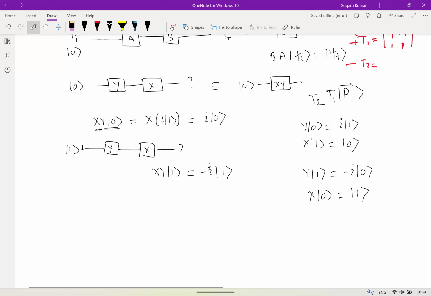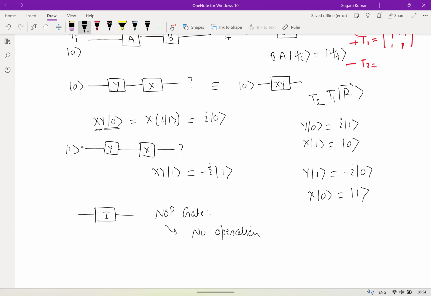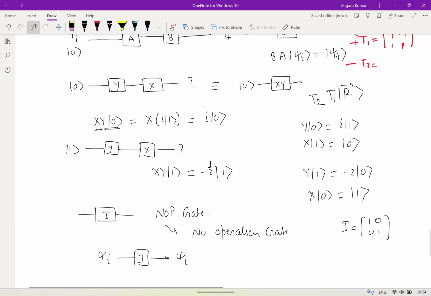Yes, sir. So similarly, there's another symbol we're going to use. That is this one, I. This is called the NOP gate. NOP means no operation gate. In the same way, in matrices we have the identity matrix, correct? 1 0 0 1. It does nothing. So here also, when you have psi I and you pass it through I, you will again get psi I. So this is called the NOP gate.